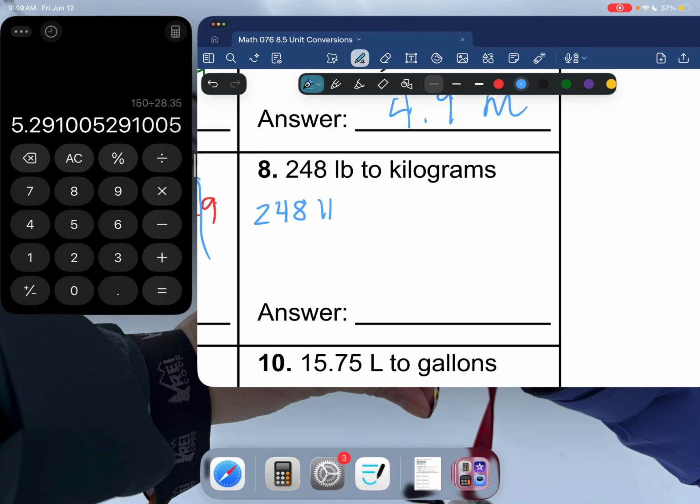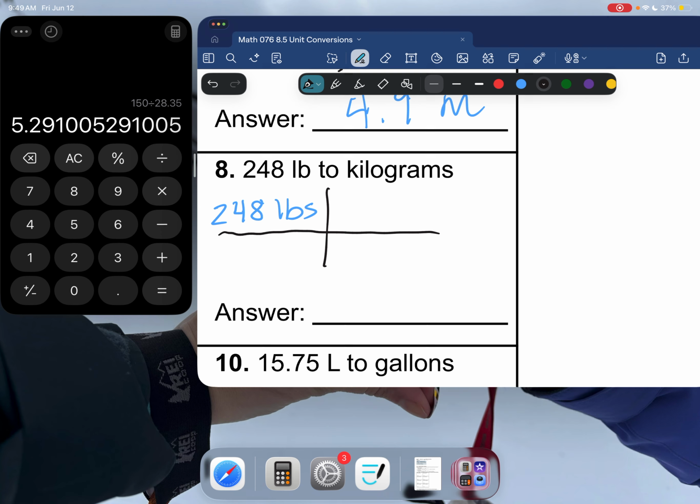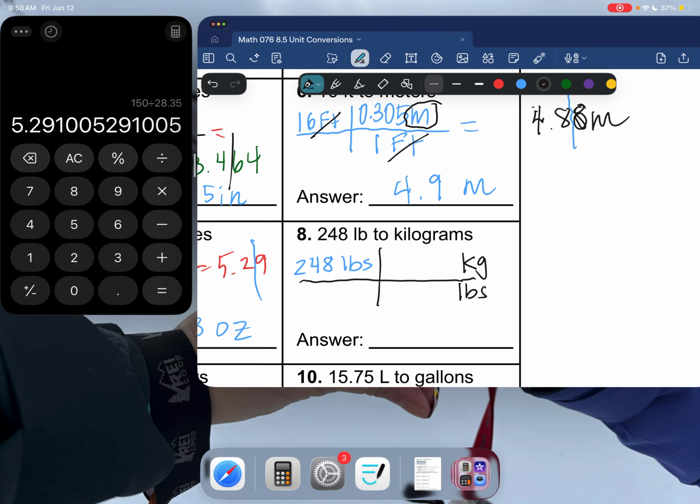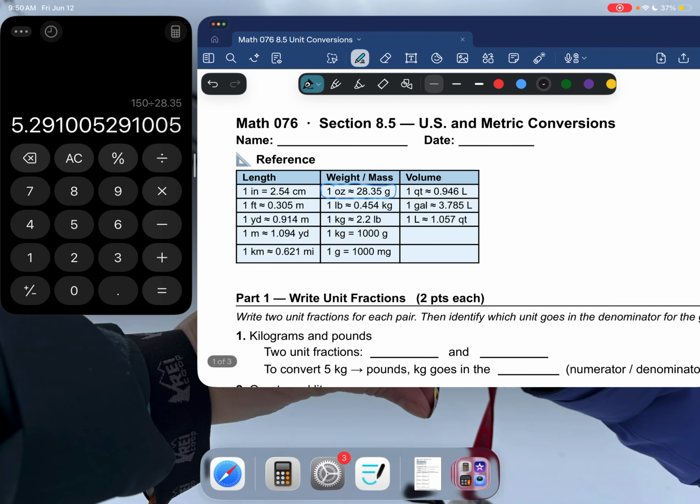248 lbs. Okay, I'm going to set up my table. In my denominator, I'm going to have pounds, lbs, and in my numerator, I'm going to have my goal, which is kilograms, not kilometers. And here we go. I need a conversion factor for pounds to kilograms.